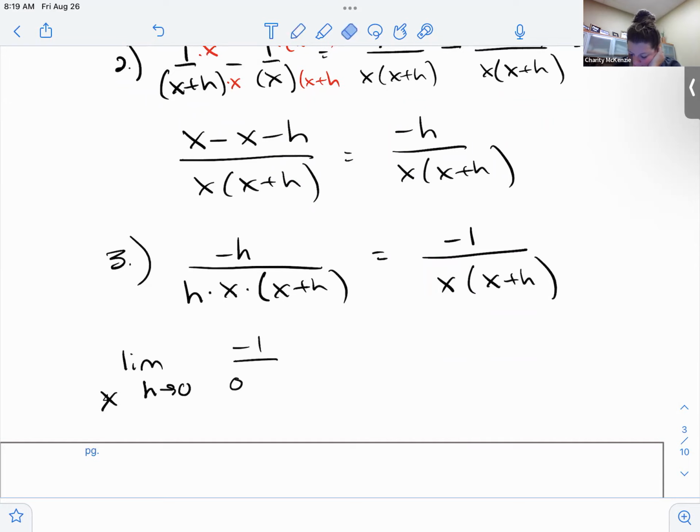Oops, I put 0. I don't know why I put 0. x plus 0, right? When we put that 0 in for h, because limit is put the value in and hope you don't get 0 over 0, or you have to do something extra. All right, so from here, then it's just going to be x times x on the bottom, so I get x squared. So this is your derivative here.